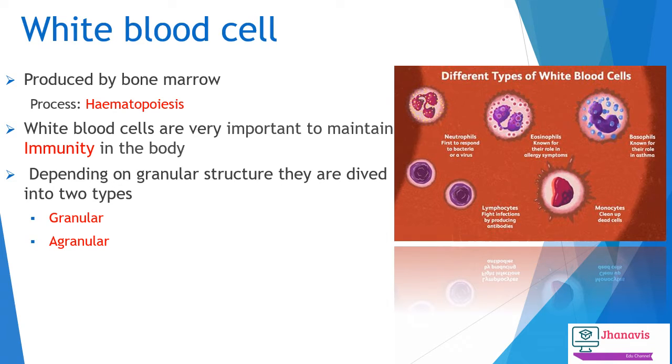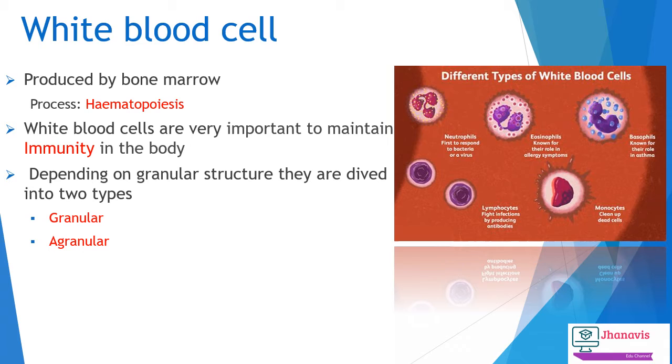Agranular structures are lymphocytes as well as macrophages. There are two types of lymphocytes you have to remember, T lymphocytes and B lymphocytes, which play a very important role and produce antibodies in the body. When antibody production takes place, the memory cell also comes into the picture. But these things are quite high at this level.